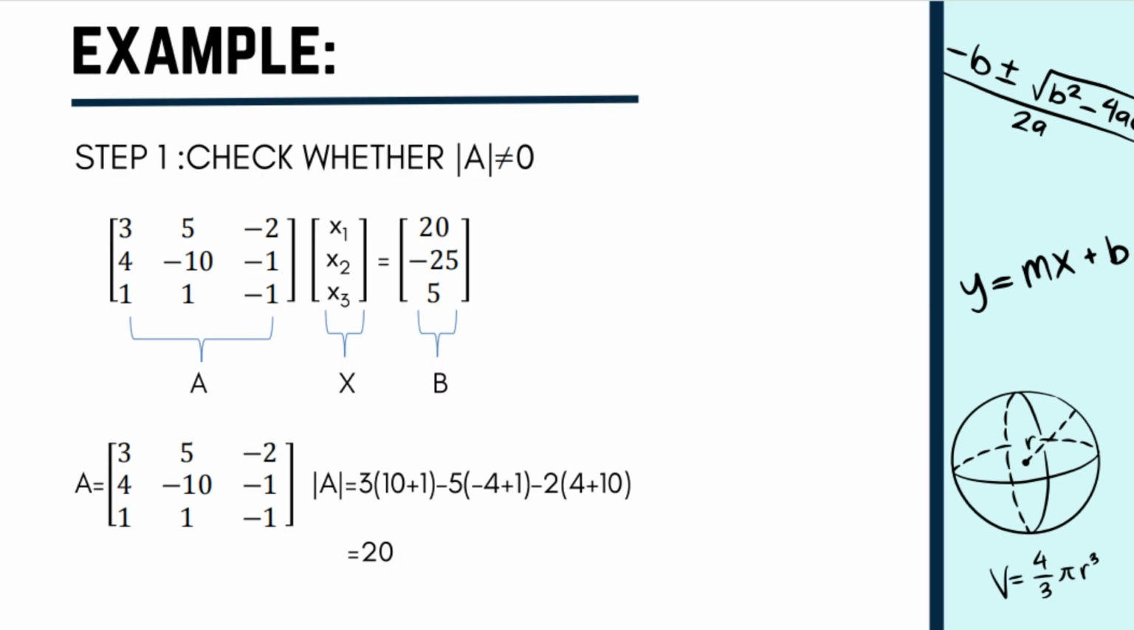After that, we must check whether the determinant of A is not equal to 0. After we calculate it, we will get the determinant of A is equal to 3 times (10 plus 1) minus 5 times (-4 plus 1) minus 2 times (4 plus 10). And the determinant of A, you will get 20.